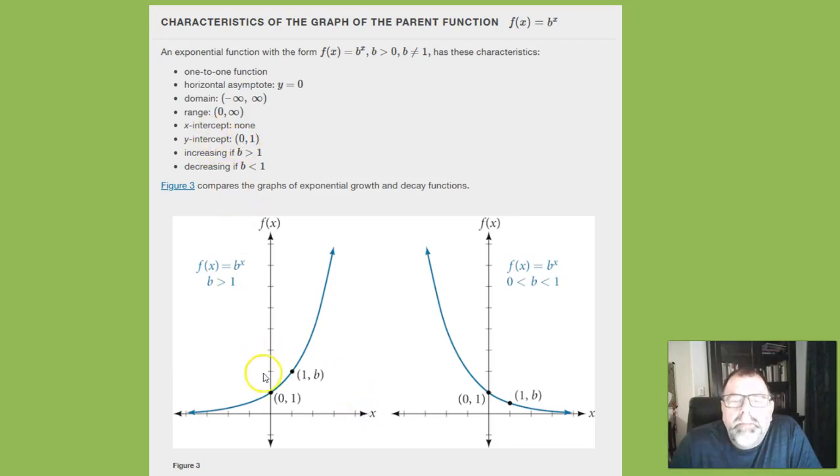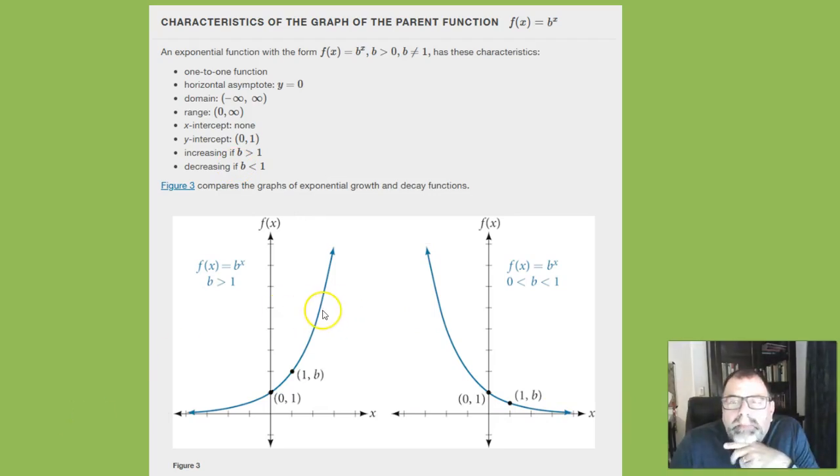The y-intercept is 0, 1. So it doesn't matter what b is, it's always going to cross at 0, 1 on the y-axis. And if b is greater than 1, this is an increasing function, right? It's exponential growth. And if b is less than 1, it's decay. It's a decreasing function.